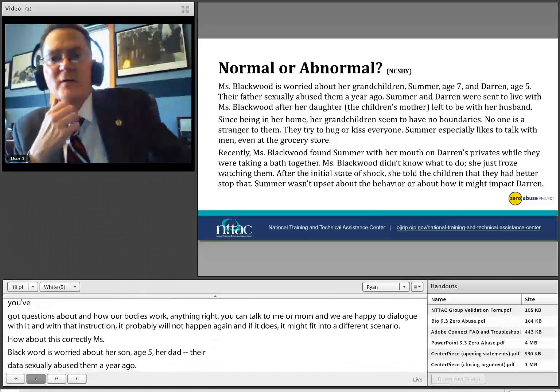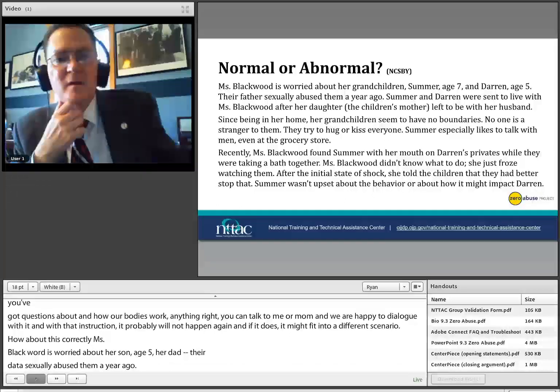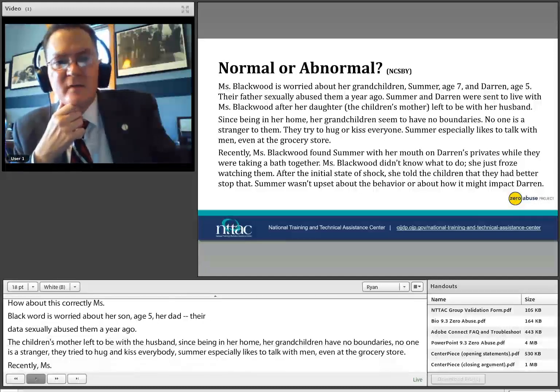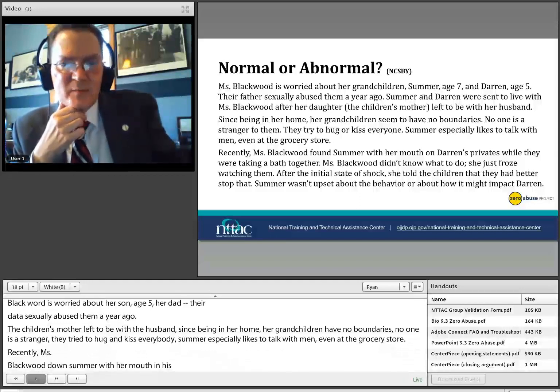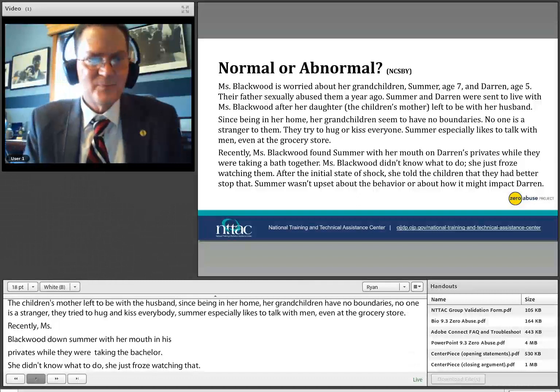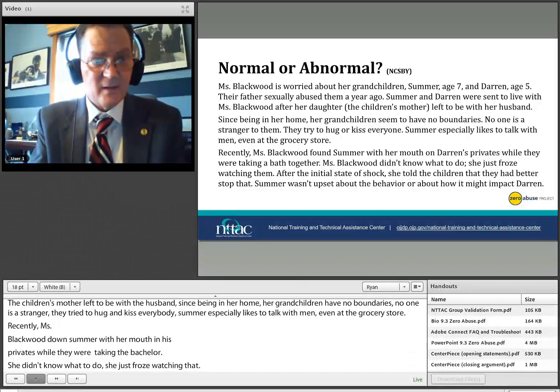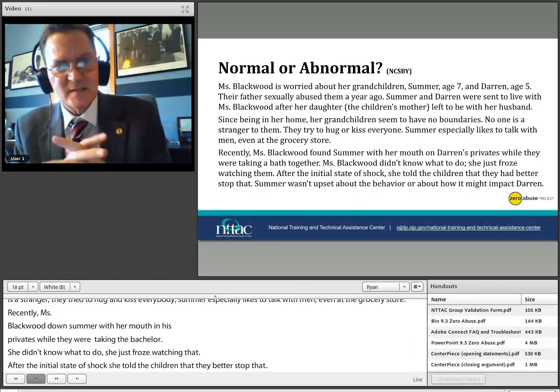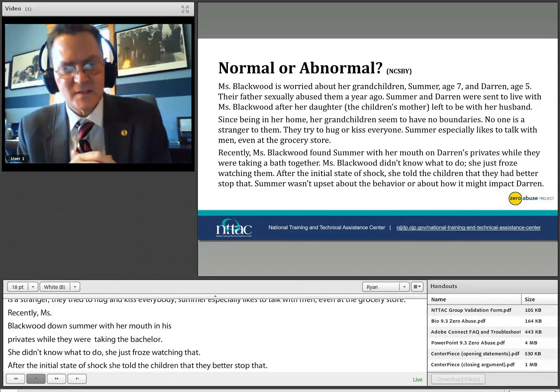How about this? Ms. Blackwood is worried about her grandchildren. Summer, age 7, Darren, age 5. Their dad sexually abused them a year ago. Summer and Darren were sent to live with Ms. Blackwood after her daughter, the children's mother, left to be with her husband. Since being in her home, her grandchildren have no boundaries. No one is a stranger. They try to hug and kiss everybody. Summer especially likes to talk with men, even at the grocery store.